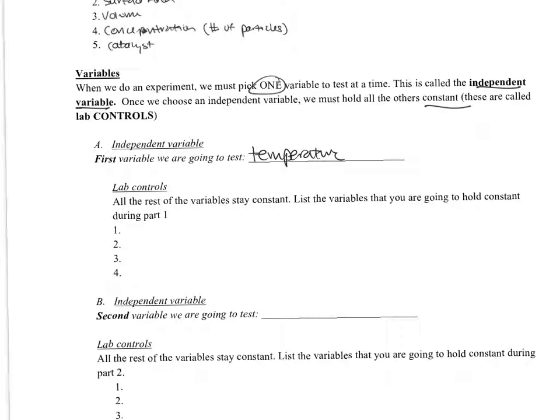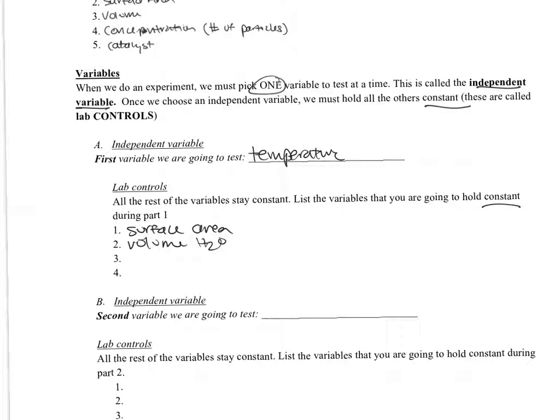So if I'm testing temperature, that means I have to hold everything else constant. What else am I going to hold constant? Well, I'm also going to hold the same surface area. So that means that my Alka-Seltzer tablets I'm testing are going to all look the same. They're all either going to be in tablet form, or they're all going to be in powder form, or they're just going to be the same. The other thing I need to hold constant is the volume of H2O that I'm dissolving it in.